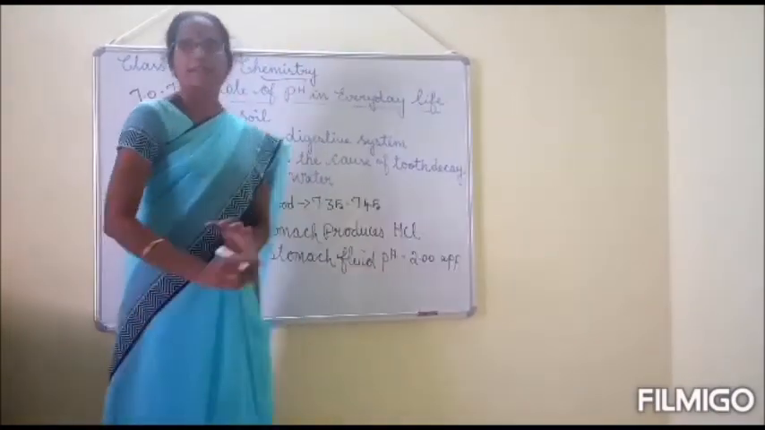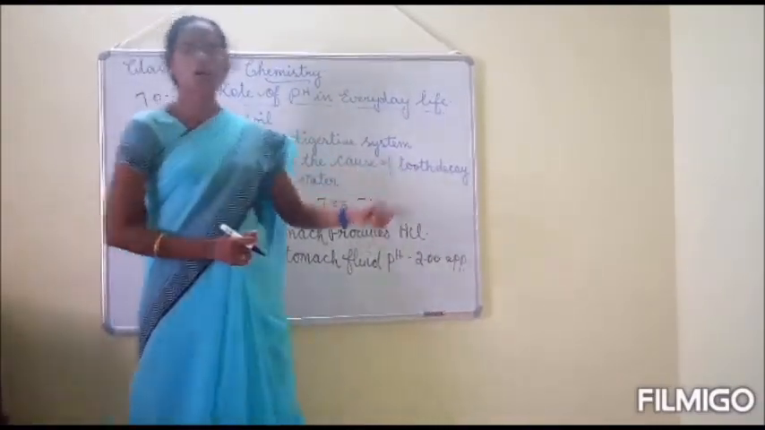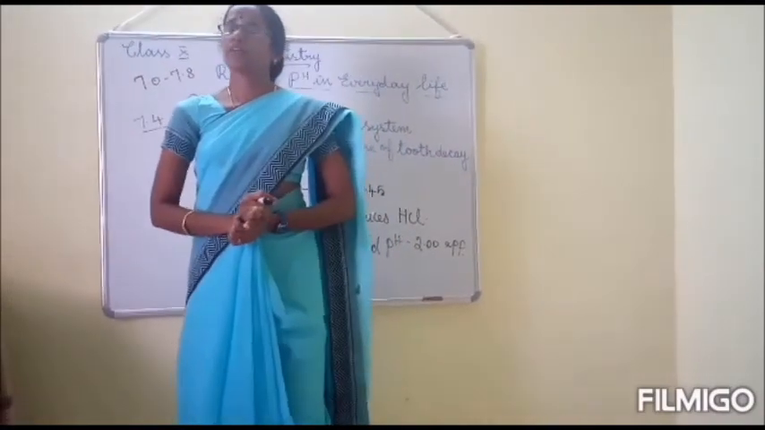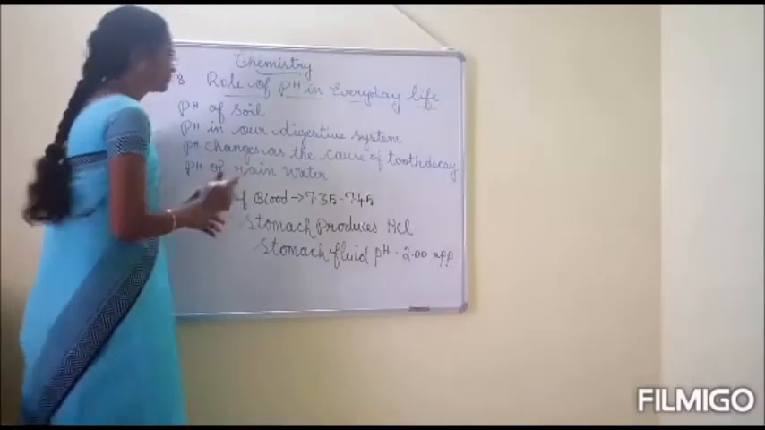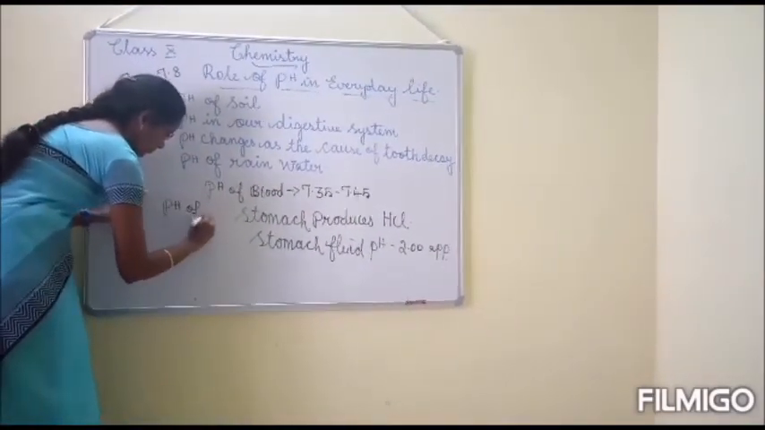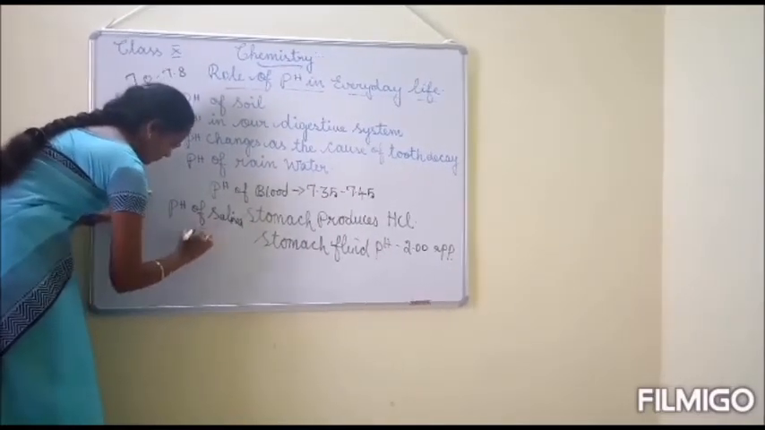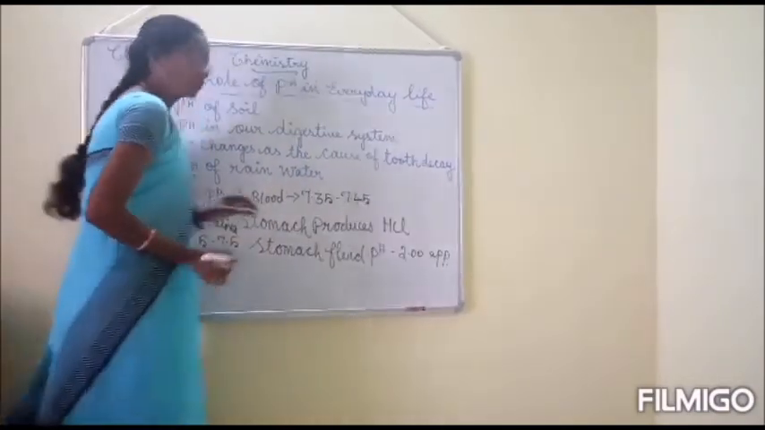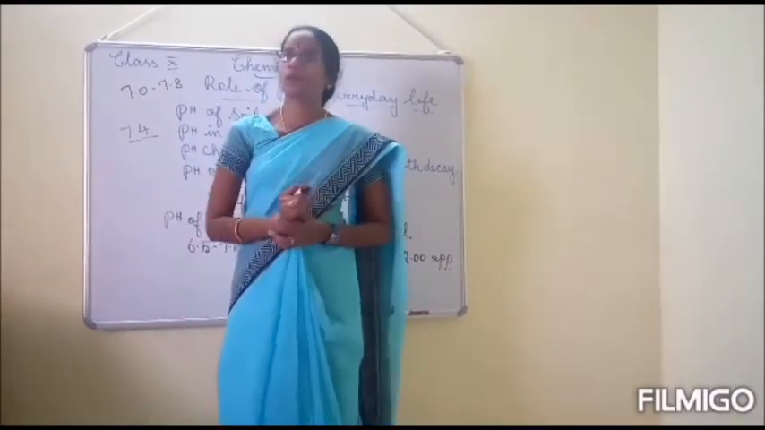This is approximate only. Next, we will move to pH changes as the cause of tooth decay. The pH of saliva ranges between 6.5 to 7.5.